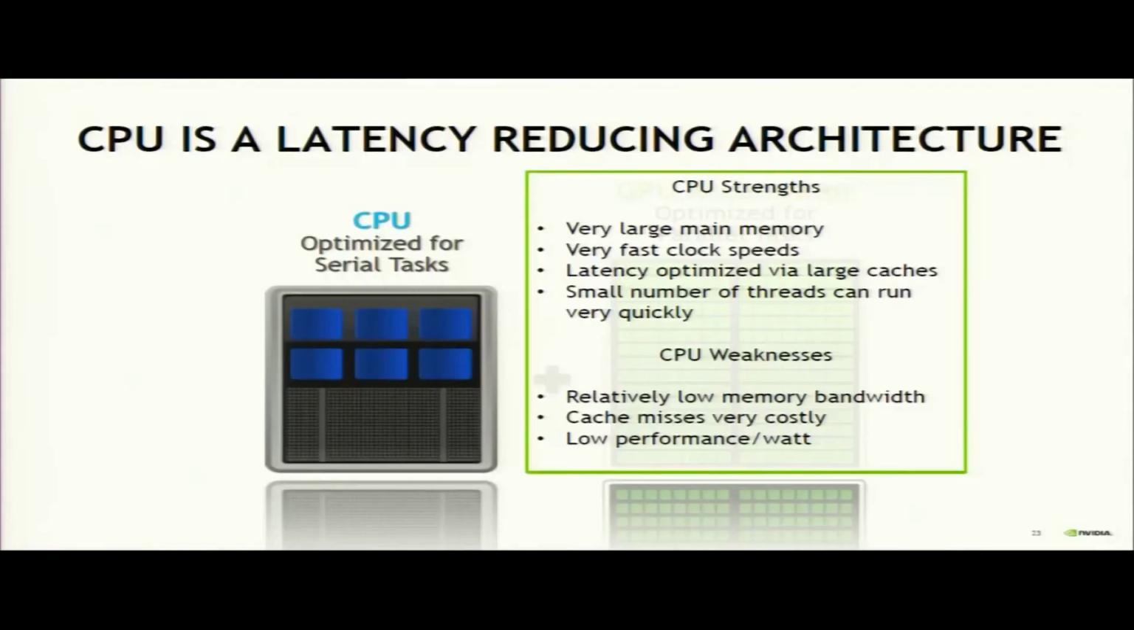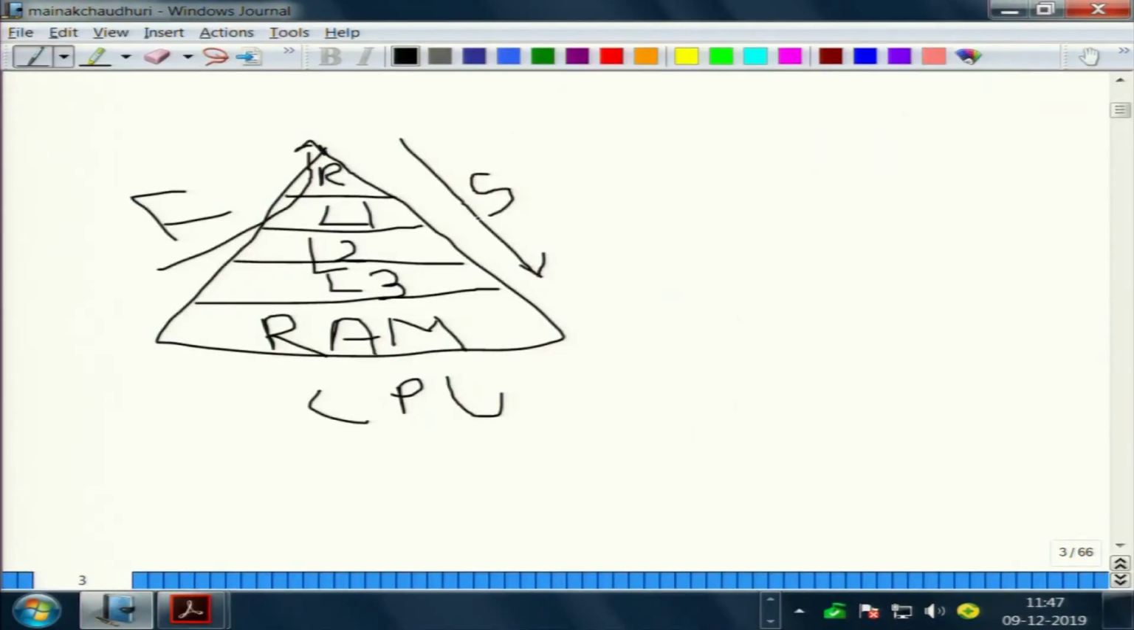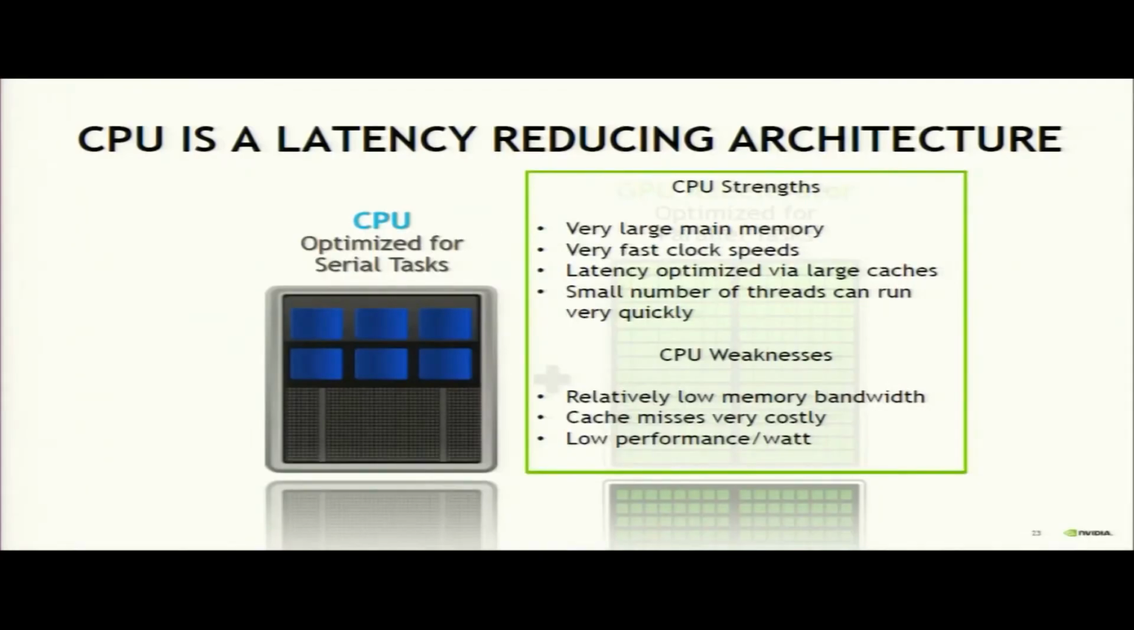It has very low memory bandwidth, even though it provides you a very large memory, which we saw here, RAM, which is 2 raised to 64. The memory bandwidth, which is generally referred to as DDR3, DDR4, is not so high.